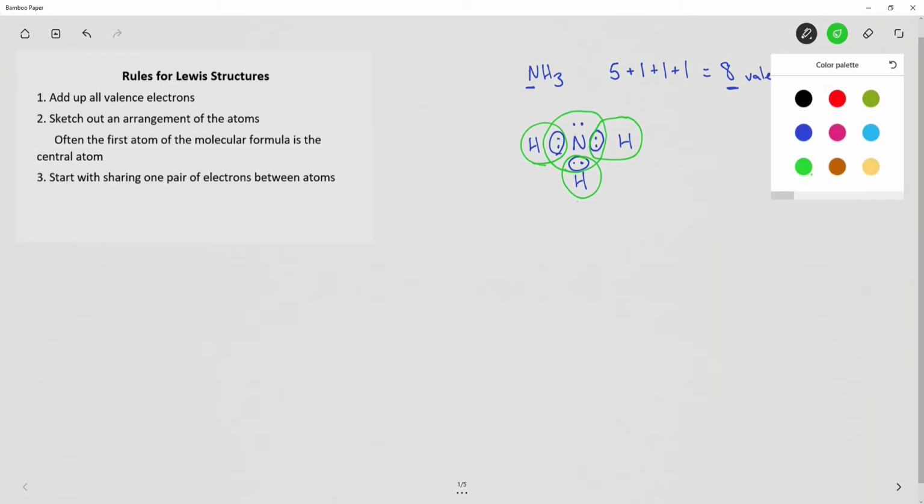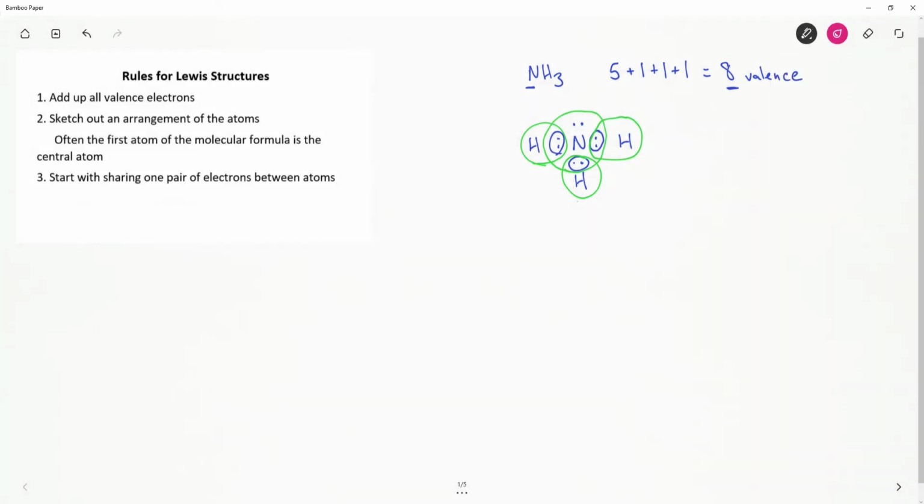Let's draw it without all these circles. Let's draw it a little neater. The nitrogen is in the center, and it shares a pair of electrons with each of the hydrogen atoms, and one pair of electrons is what we call a lone pair because it is not bonded to anything.